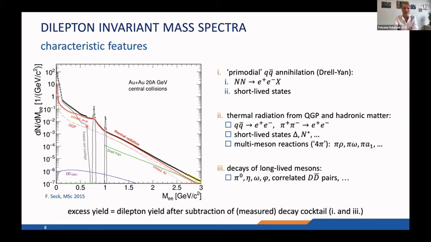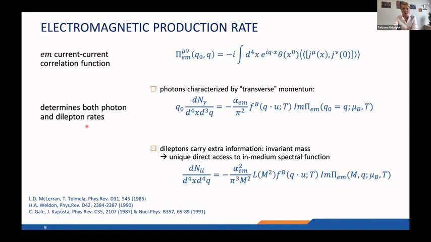How to calculate dilepton production from matter in thermal equilibrium? The general framework is like this. It starts from the electromagnetic current-current correlation function, the imaginary part of which is named the photon or dilepton self-energy, and this spectral function directly defines the production rate of real photons or dileptons. Here I show you both, because I would like to emphasize that both are extremely good probes of hot and dense fireballs.